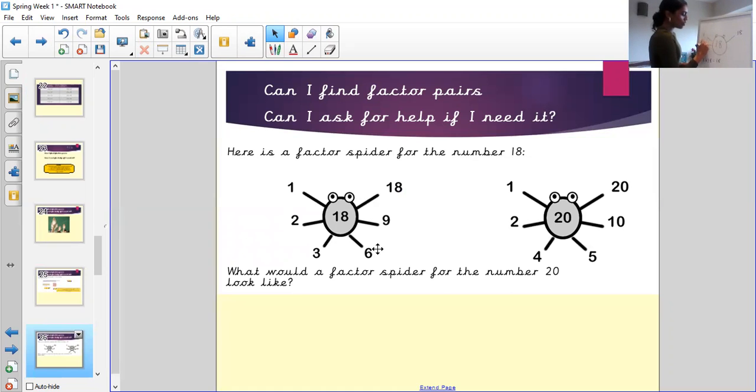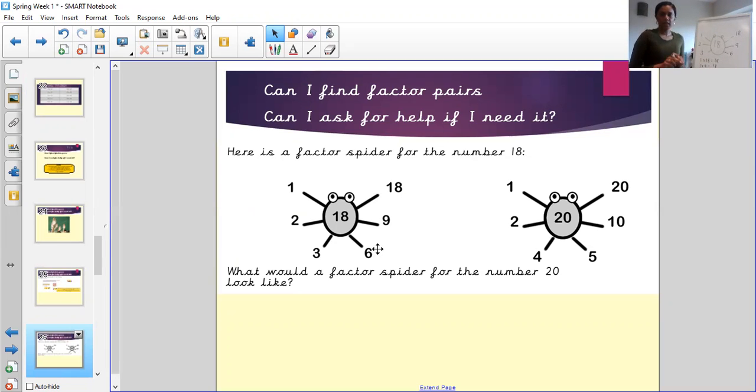Let's see what other factor pairs we have. By looking on the screen, 2 times 9, so I can write that down here, 2 times 9 also equals 18. And then 3 times 6 also equals 18. So these are our factor pairs for 18.